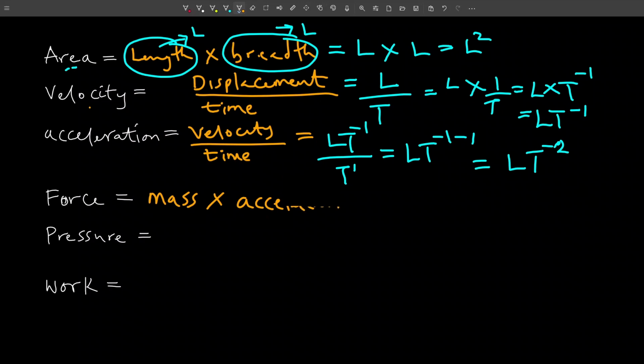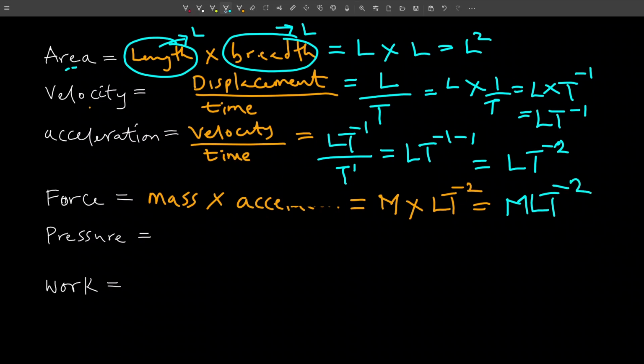I think this is the easiest way. Mass is simply what? The dimension for mass is M, isn't it? M is a base quantity. The dimension for acceleration, we got that up here to be LT raised by minus 2. So what's it going to give me? This is going to give me MLT raised by minus 2. Very, very simple. It's very easy to get dimensions.